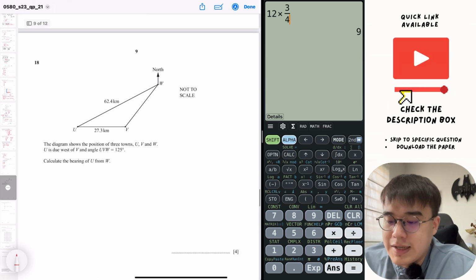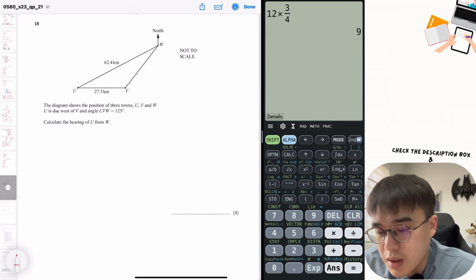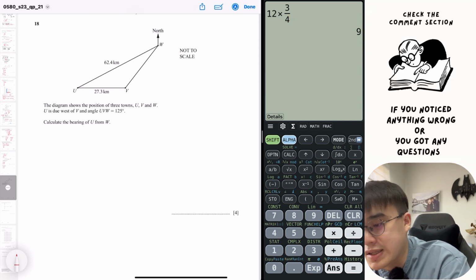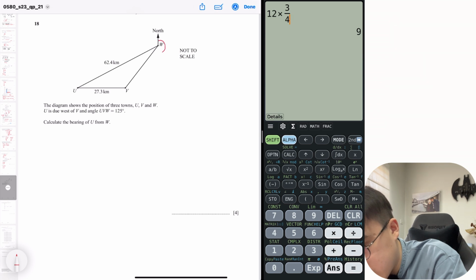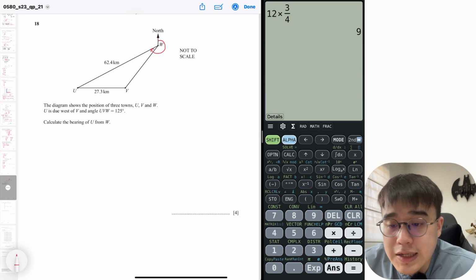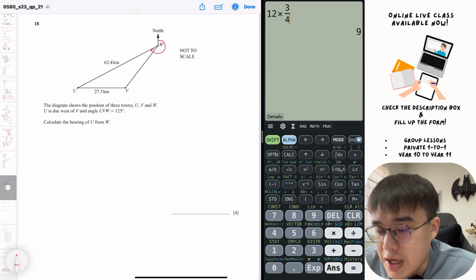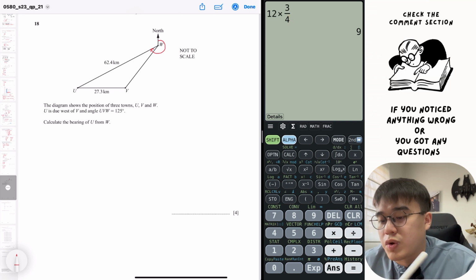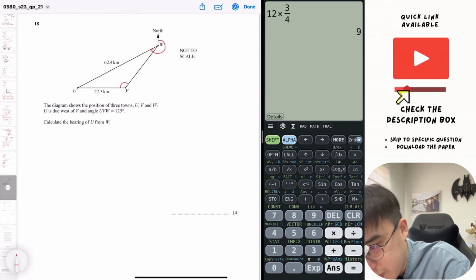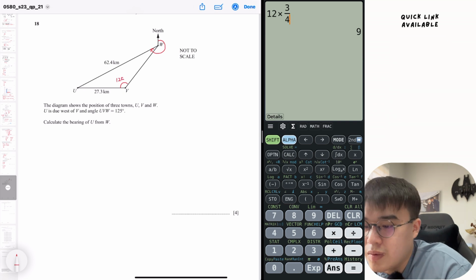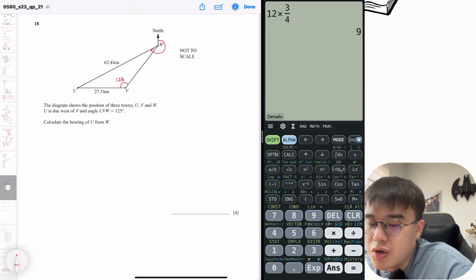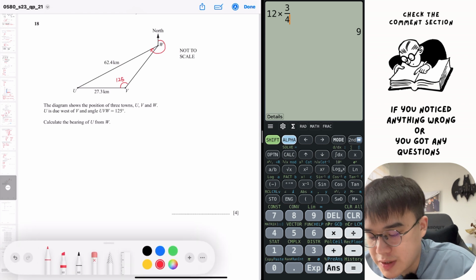Moving on to 18, they ask you for bearing. Okay, bearing of U from W. U from W means that they want us to find all the way to this part. Okay, and to achieve that, let's see, is there any other things that was given to us? They did mention that UVW is 125. Okay, UVW is 125. U is due west. Okay, so these are the information that was given.